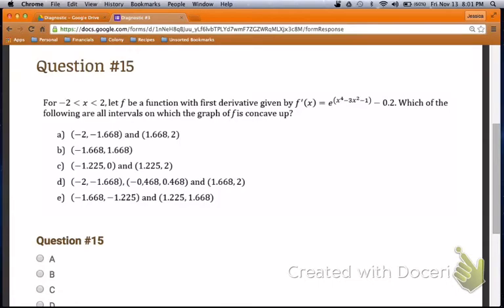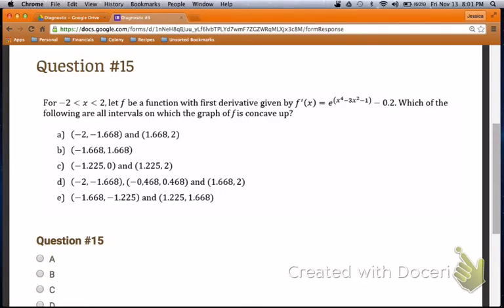Question 15. For negative 2 less than x less than 2, let f be the function with the first derivative given by that equation. Which of the following are all the intervals on which the graph of f is concave up? Again, put this into your graphing calculator.